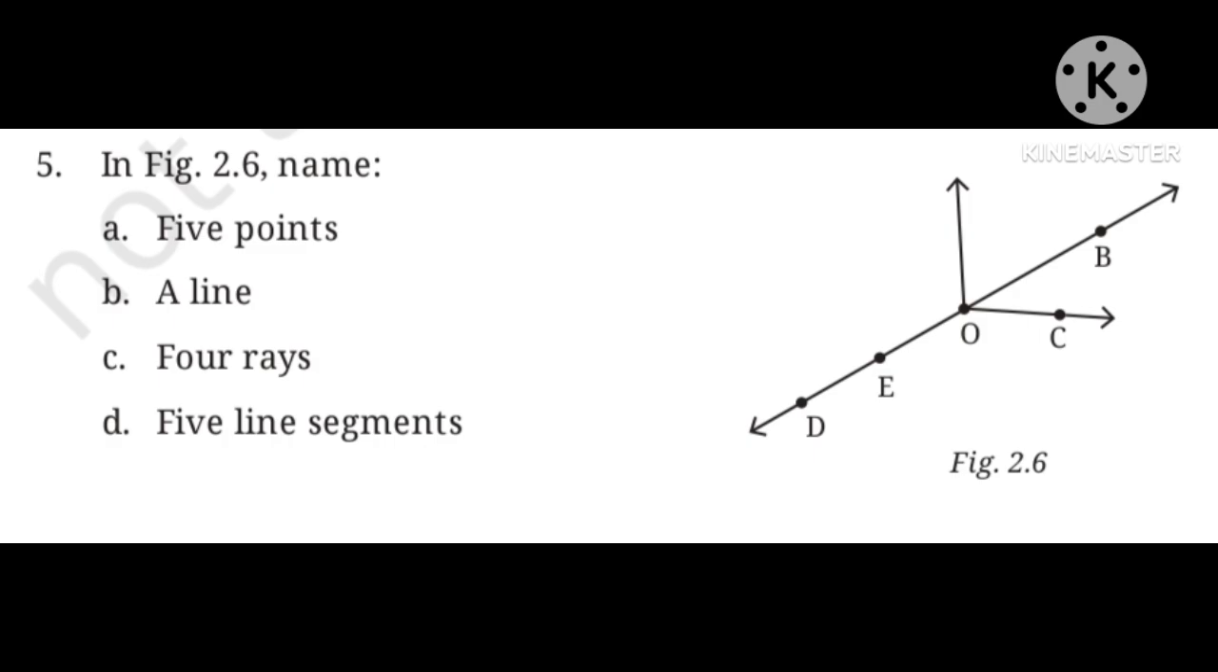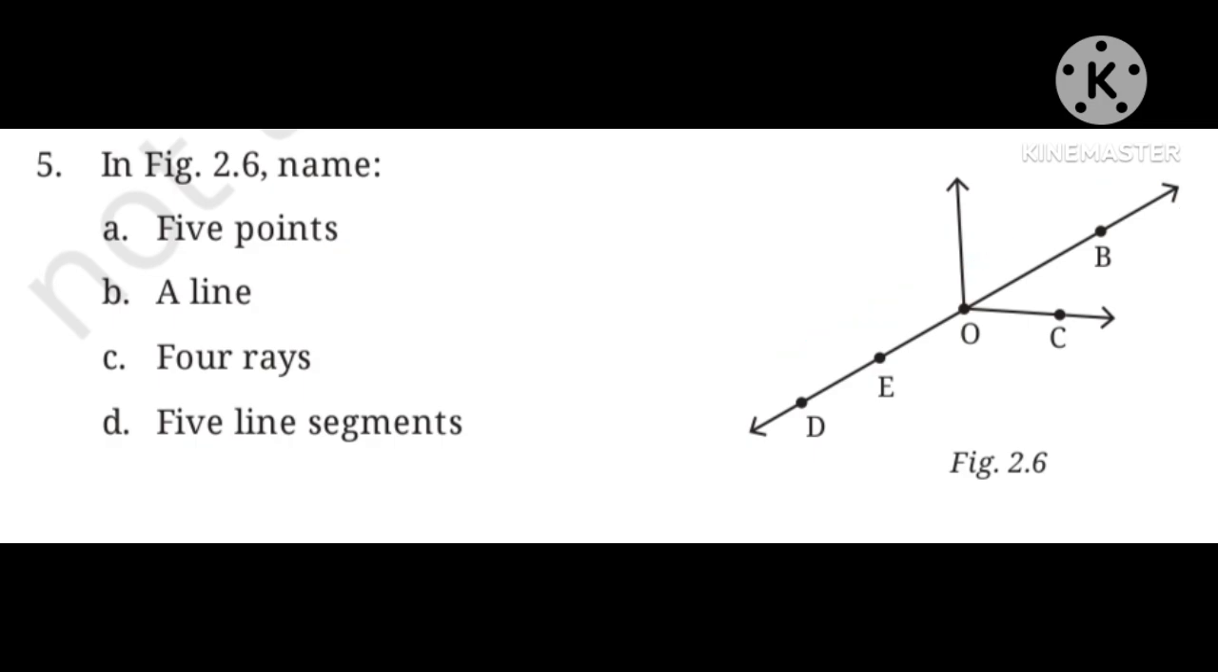In figure 2.6, name 5 points D, E, O, C and B. So these are the 5 points D, E, O, C, B. Now the second part of the question, name a line. By definition, a line is a straight path which goes endlessly in both the directions. Carefully observe the figure 2.6. You can find that after D there are no other points and after B there are no other points. That means after D the straight path is going endlessly and after B the straight path is going endlessly. So clearly DB makes a line.